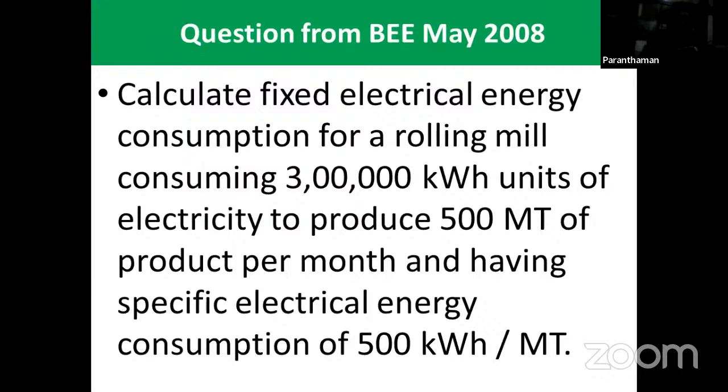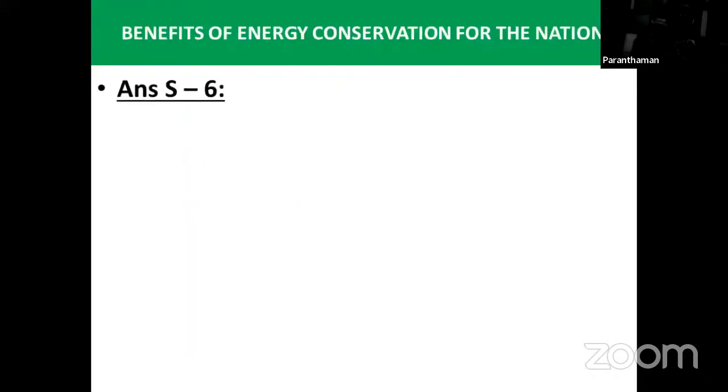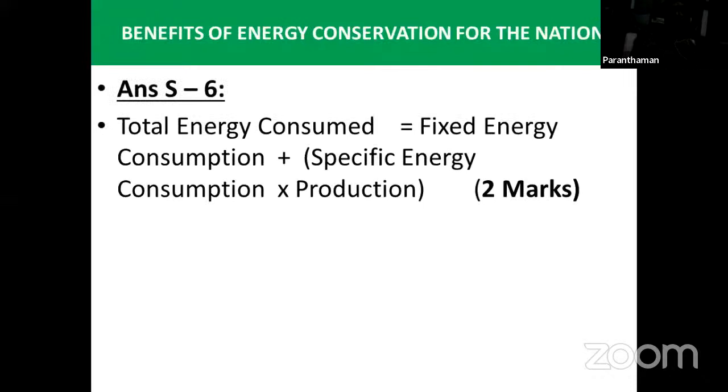The 3 lakh kilowatt hour per month is the fixed energy consumption plus variable energy consumption, so we have to separate it. The question I have not typed, I think. We have to calculate the fixed energy consumption. 3 lakh kilowatt hour, 3 lakh units, is required for producing 500 metric tons. Total energy consumed is equal to fixed energy consumption plus specific energy consumption.